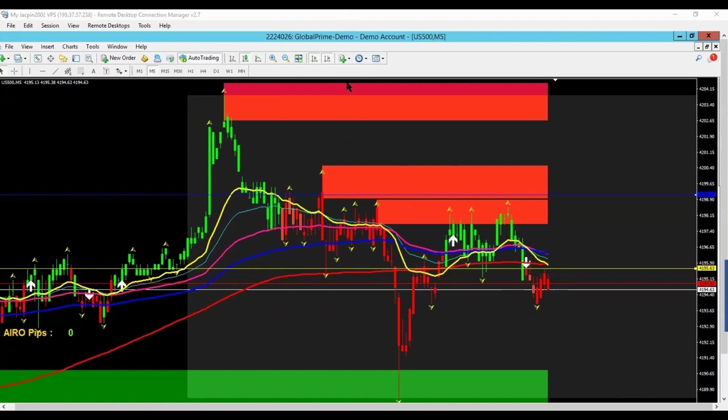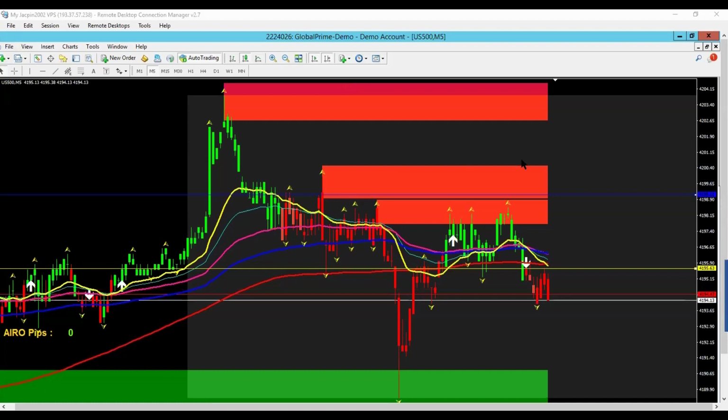Let's see. What happens when the zone moves after the arrow signal is given? Well, Edwin, you're talking about the actual support zone or resistance zone, right? So if the arrow signal is given, are you talking about a zone disappearing, or are you talking about the zone getting stronger?